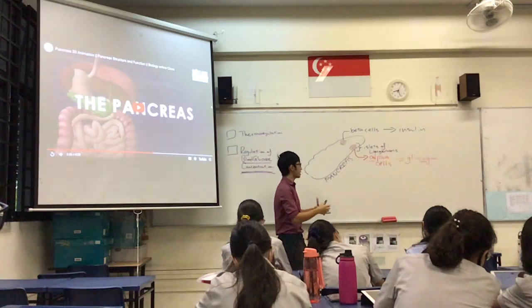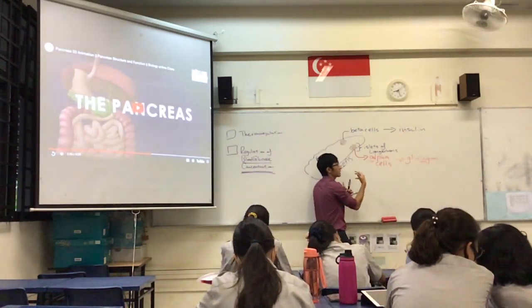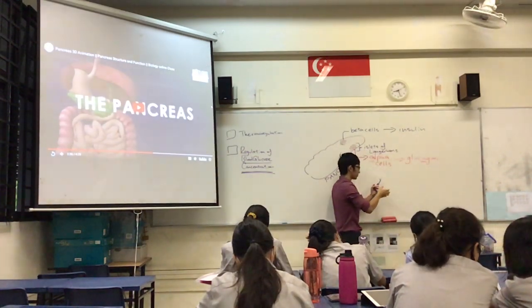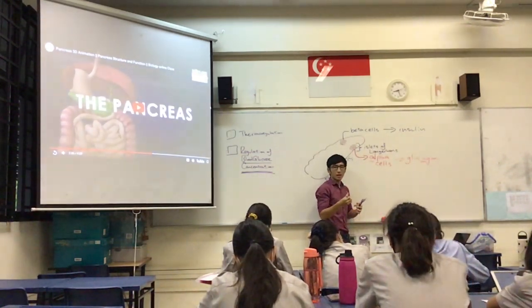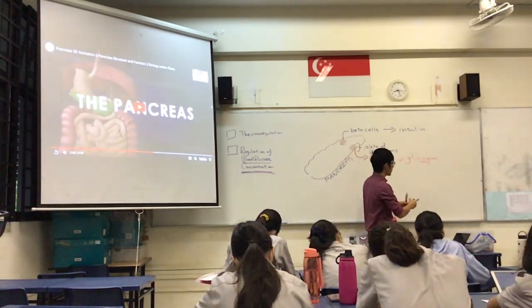Okay, so to help you remember, glucagon, one A, secreted by alpha cells. Okay. Then the next question is, when do the alpha cells get stimulated to produce glucagon? Okay, to be able to answer this question, we must know its effect. So what's the effect of glucagon?